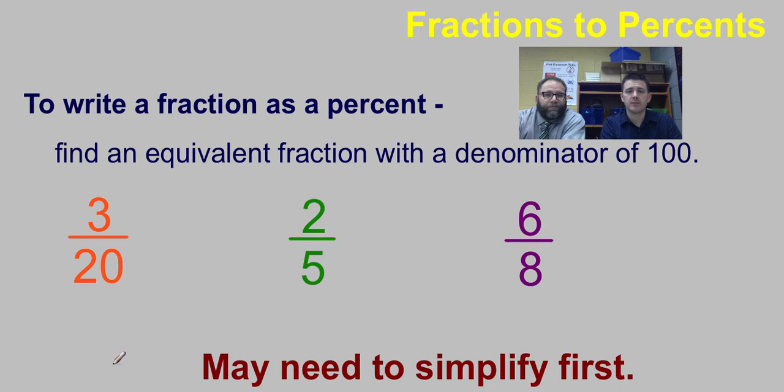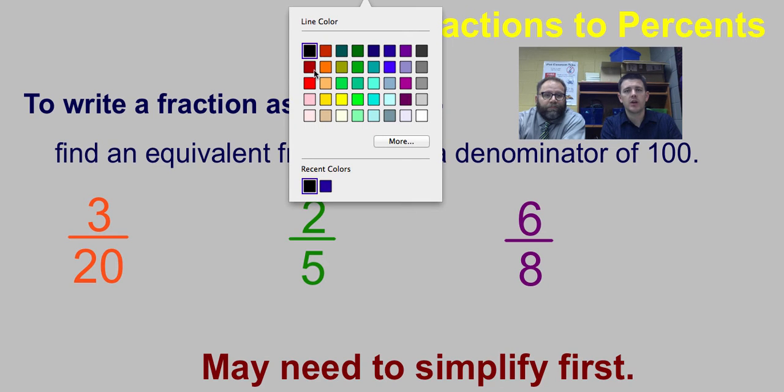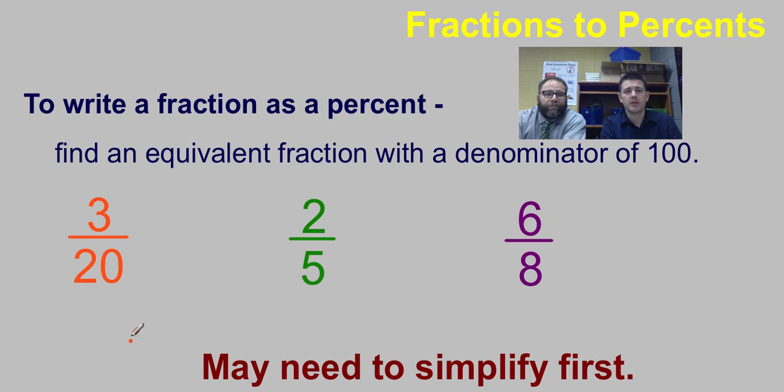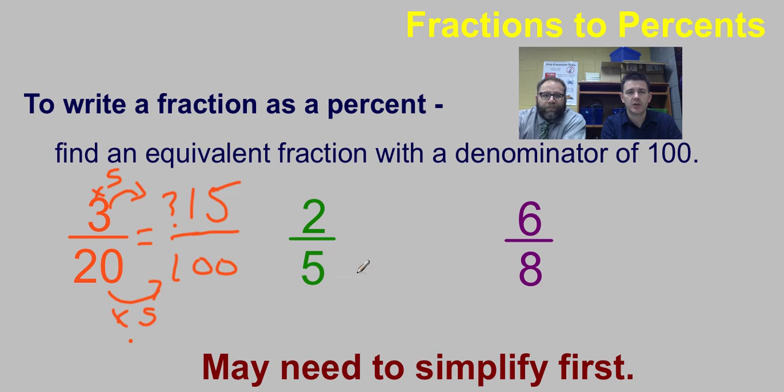Now let's go the opposite way. Let's go from a fraction back to a percent. So get this written down in your notes. To write a fraction as a percent, you're just going to turn it into an equivalent fraction, an equal fraction that just has a denominator of 100. So our first one is 3/20. We want to write it over something over 100. So what did we do to 20 to get to 100? Well, we multiplied times 5. So we have to do the same thing to our numerator in order for them to stay equal. 3 times 5 is 15. So 15 over 100 is 15%. That's how we turn it into a percent.